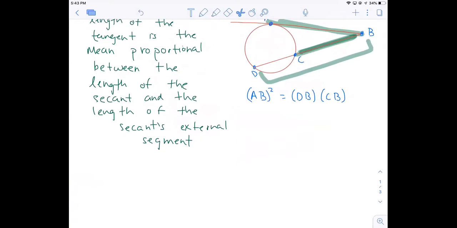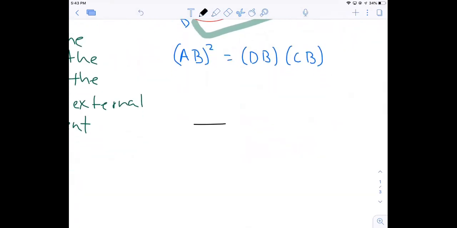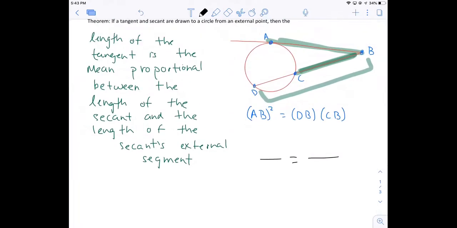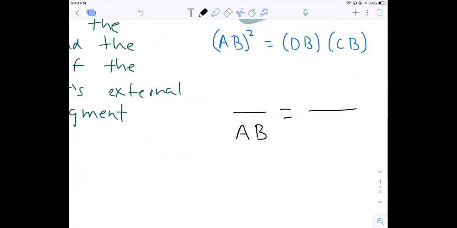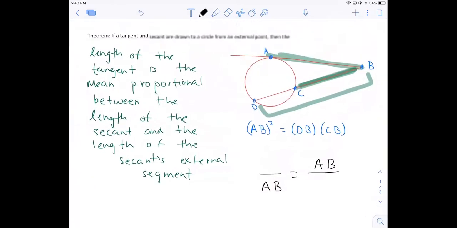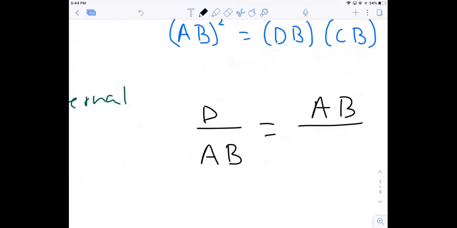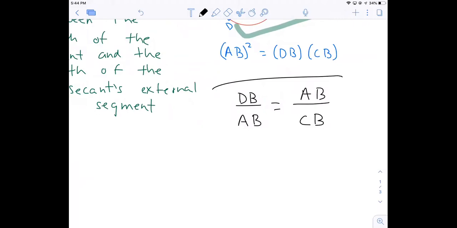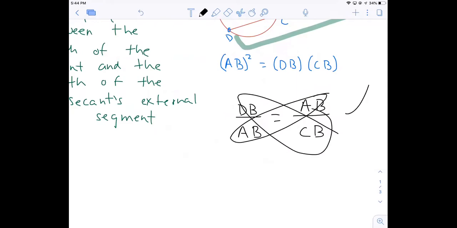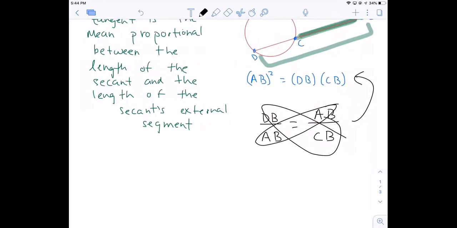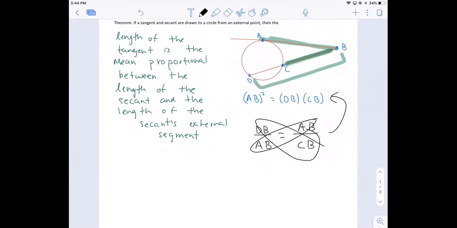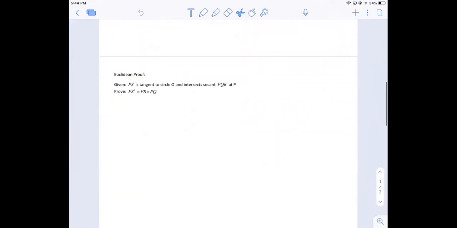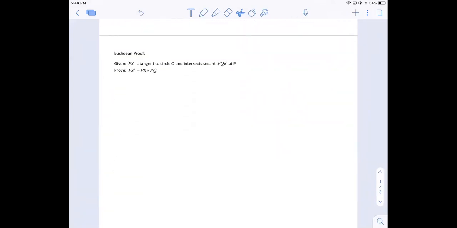So in this scenario, we're saying that the tangent, which was AB, so let's put AB over here and AB over there, was the mean proportional between the entire secant, which was DB, and its external portion, which is CB. So that means we can set up this proportion, and you'll notice if we cross multiply, boom, boom, we're going to get what we showed on the calculator. So that tangent is the mean proportion. Pretty cool. So we showed it on a calculator.